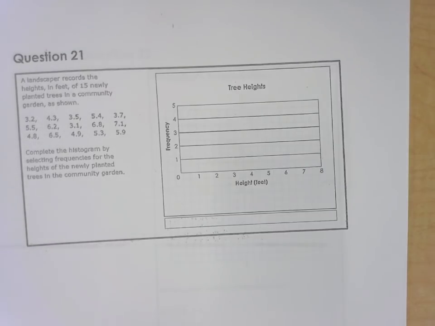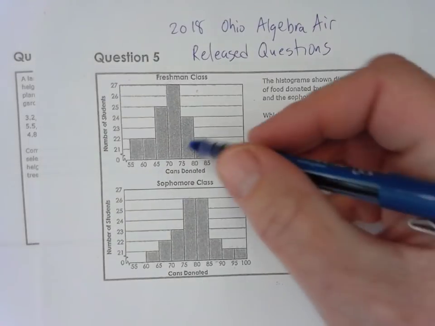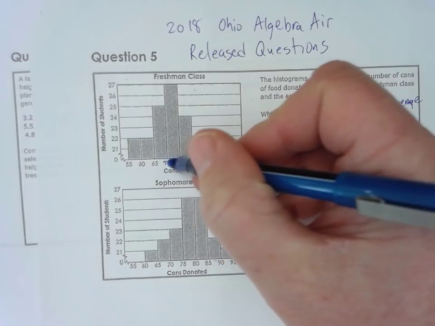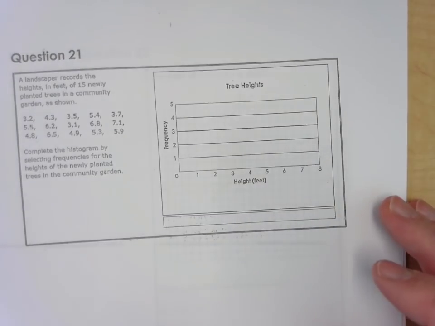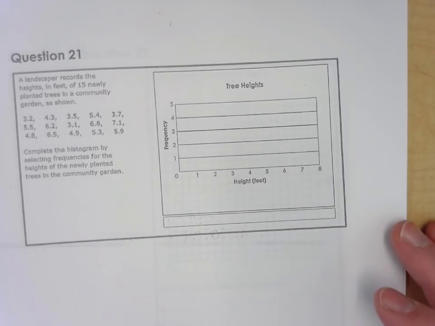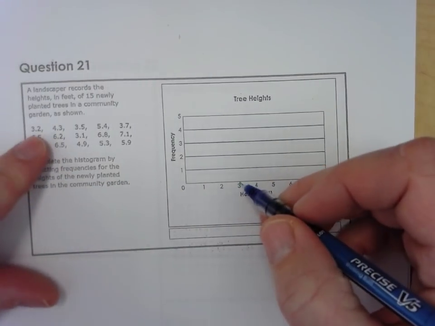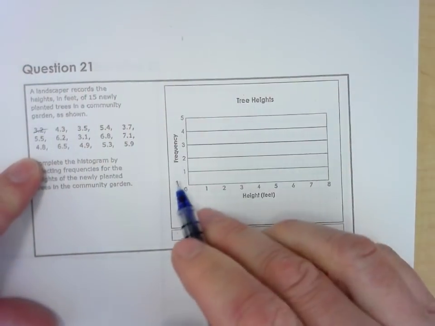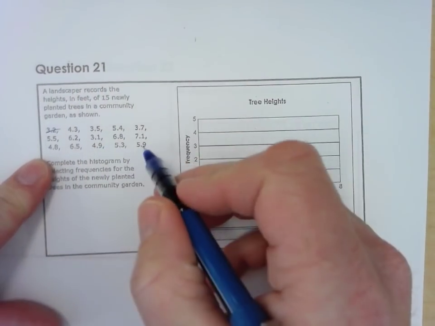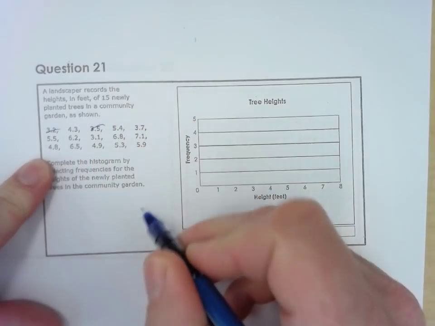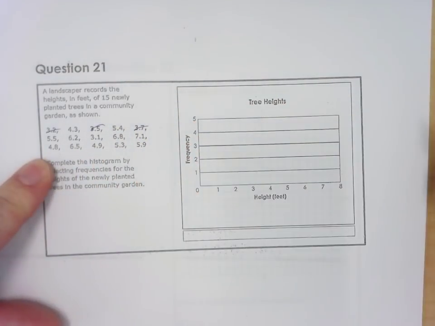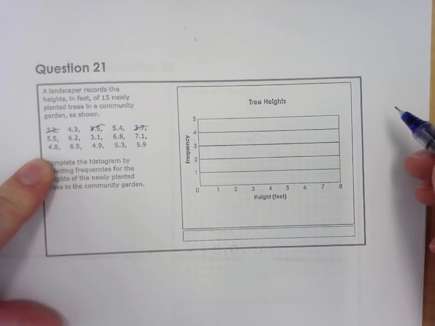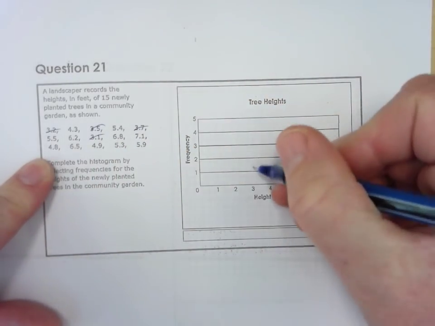histogram, like question number 1 was the histogram, or not 1, but question 5, how there's this many kids between these number of cans. So we're going to do the same thing with this. All right, so we're doing planted trees and the heights. So our lowest are in the 3s. So we have 1, 2, and 3. And there's one more somewhere. Where is it? Right there. So there's 4 of them in the 3 range.